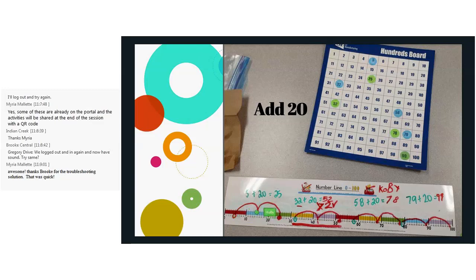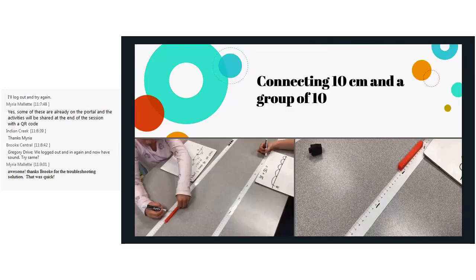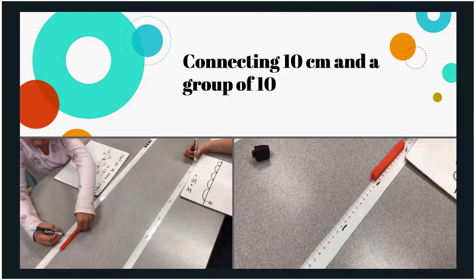Other questions modeled on this chart and number line reveal 32 plus 20 equals 52, 58 plus 20 equals 78, and 79 plus 20 equals 99. When you use a meter stick or a tape measure as your number line, you can use a base 10 rod or an orange Cuisenaire rod as your counting unit of 10.